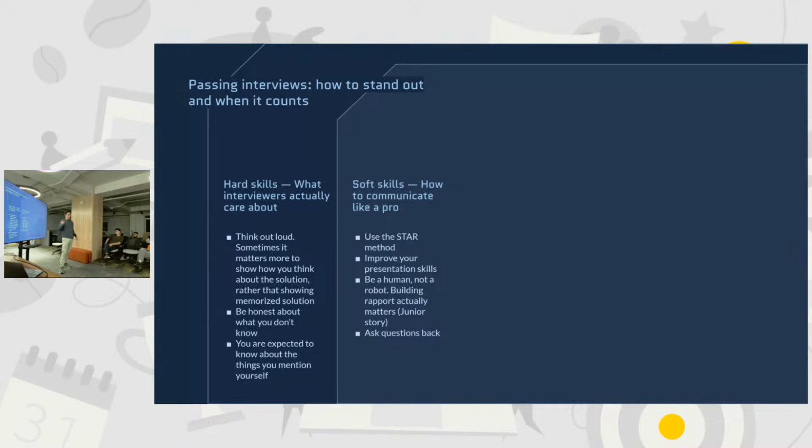Be a human, not a robot. This point is connected to a story that I have from my experience. On one of the projects that I was working on, we had an open position for a senior React Native developer. And so we were expecting several candidates to come and try. It was an Asian project. So the project itself was from Singapore.